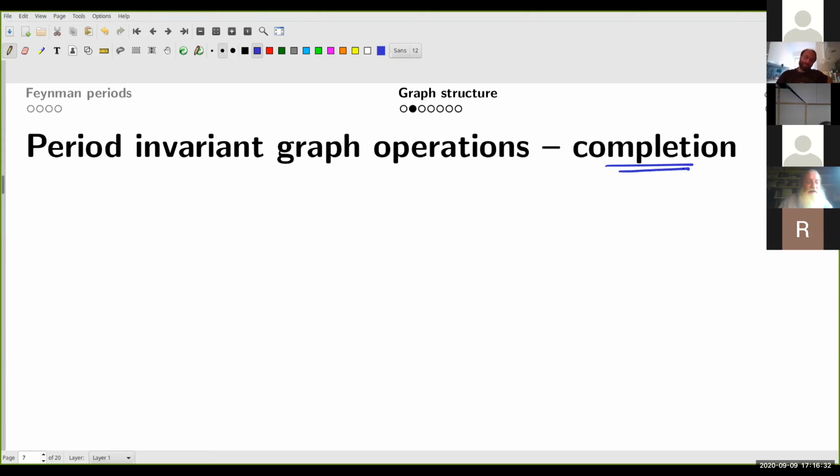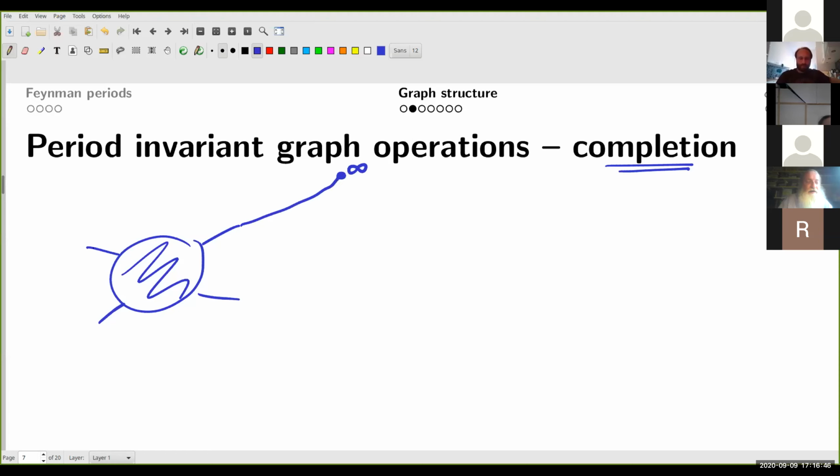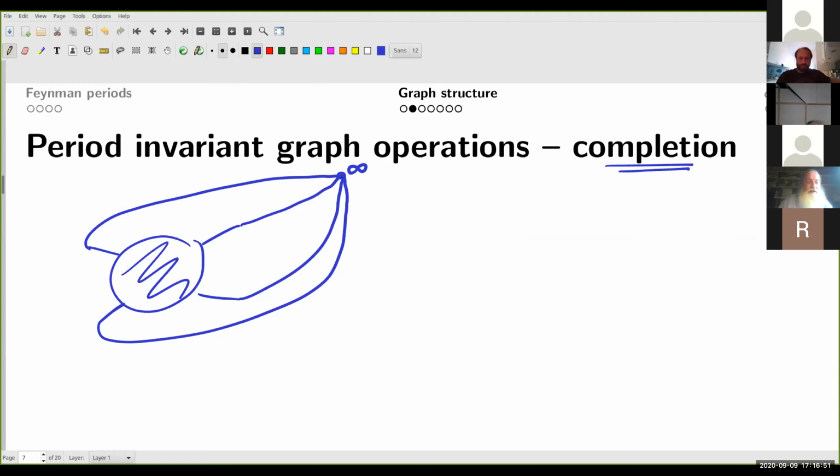So what is completion? Imagine you have some diagram, and you could think of it as a scalar 4-point diagram. It's got 4 external edges. Now let's just add a vertex at infinity and connect it to every one. Now I have some sort of vacuum graph. But then we'll just remove some other vertex. I'll pick some other vertex in here and remove it. Adding the infinity was the completion, and removing this other vertex was the decompletion.